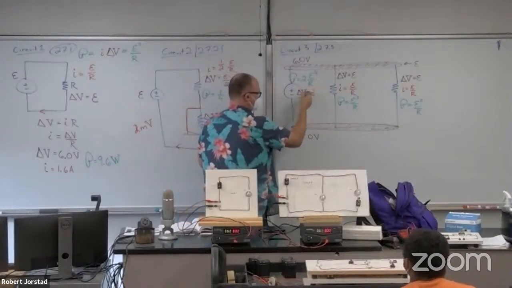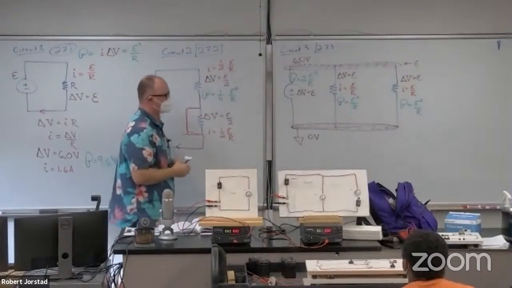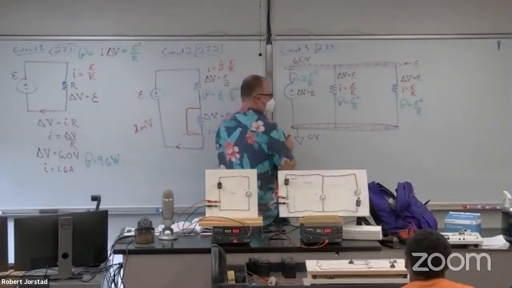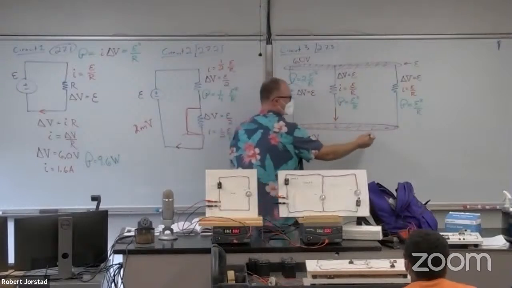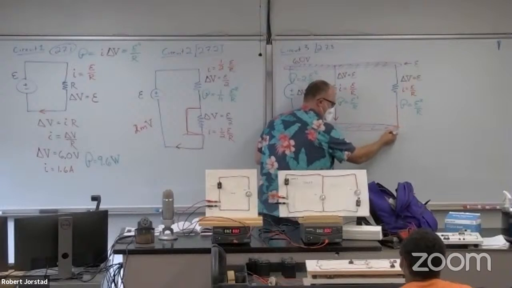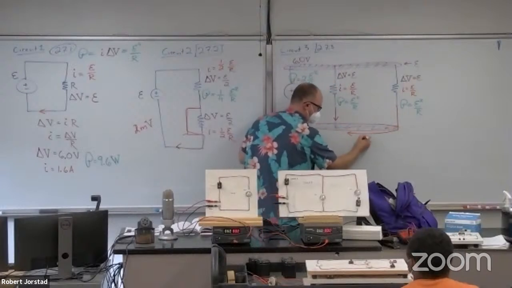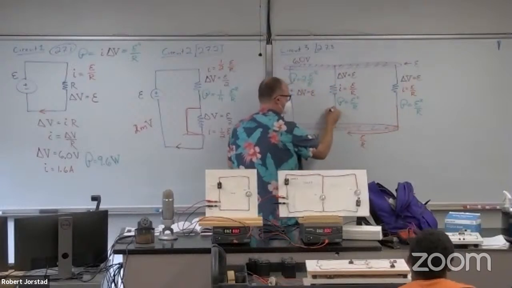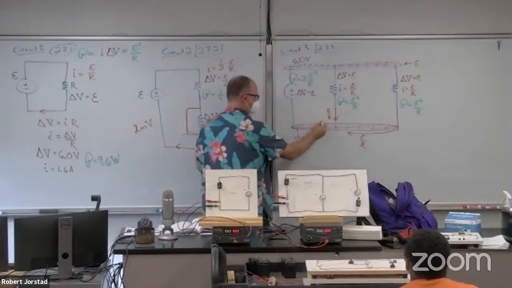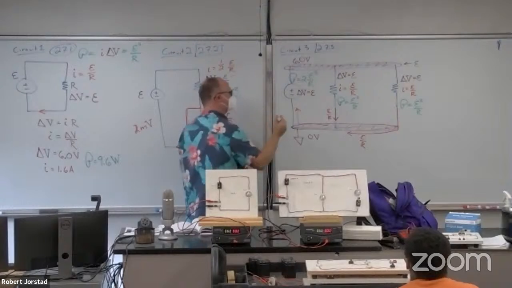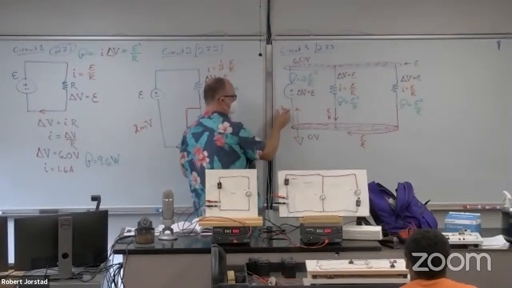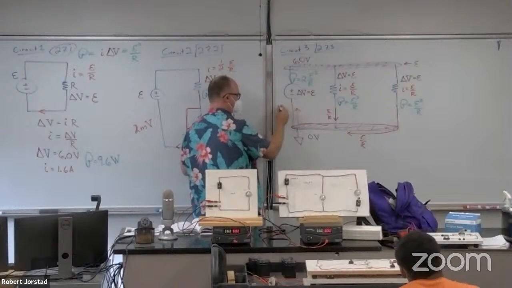What's the current through this battery? Let's look. I got current coming this way, E over R. I got current coming this way, E over R. How much is going to spit into this branch? 2 E over R. Whoa. 2 is the new 3.